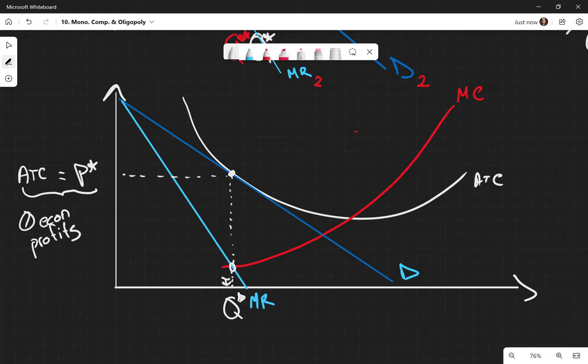There's going to be entry and exit into the industry until we get to this point where people are making zero economic profits. And again, why do people want to make zero economic profits? Because that's still positive accounting profit. So zero economic profits is still, you know, $150,000 in the black every year, right? It's just essentially saying that people aren't making abnormally large profits in this industry.